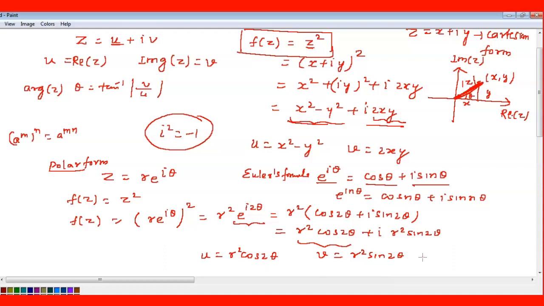Any doubt till here? So f of z is equal to z square is given as a complex variable here, so we can put the Cartesian value and find the real part and imaginary part, which means u and v, and we can put the polar form also. Polar form: z is equal to r into e to the power of i theta. We can substitute r into e to the power i theta in the place of z, and find the real part, which is u, and the imaginary part v.